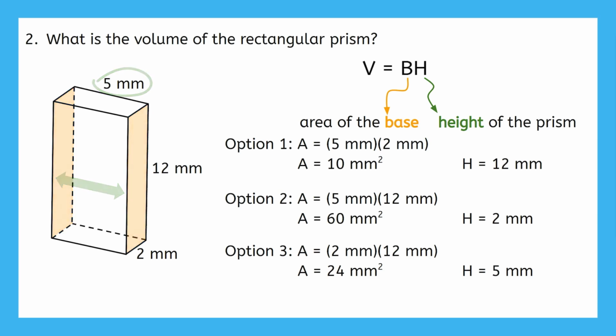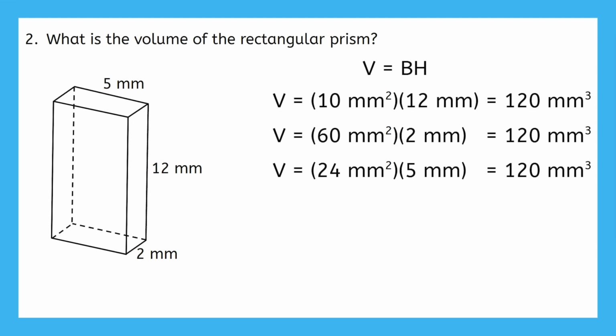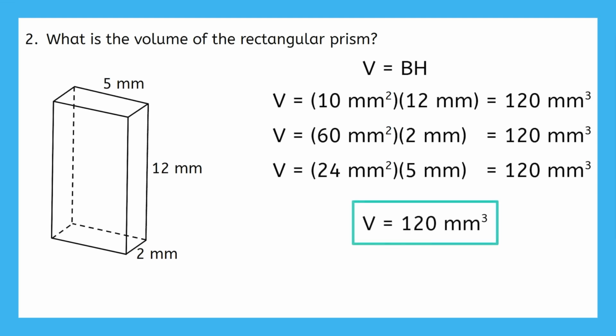Do you think it matters which option you choose for the base? Will using the different base options give us different volumes? No. No matter which base and height pair you use in our calculation, their products are equivalent. So you still wind up with the same volume no matter what, 120 cubic millimeters. Nice, we've successfully found the volume of this rectangular prism, not just once, but in 3 different ways.